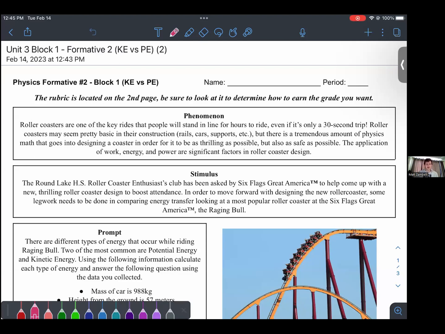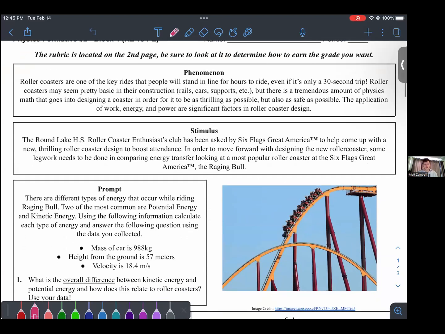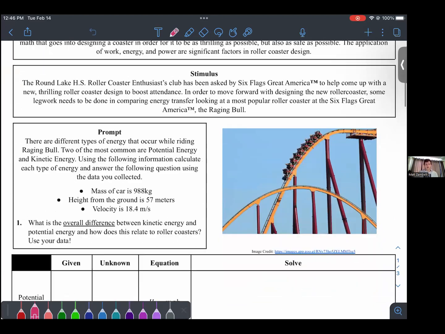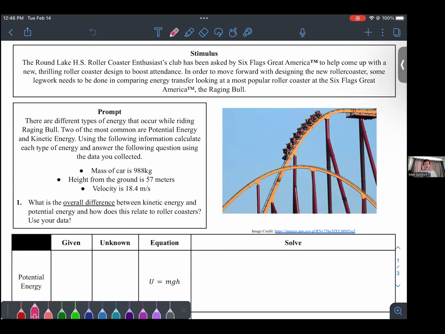So if we take a look, our formative was on roller coasters, and we're talking about just in general all roller coasters, but on this formative, we're talking specifically about Great America. We're talking about Raging Bull. We're talking about how at different points we can have different types of energy forming. And specifically at the top of this roller coaster, we're going to have potential energy. And as you move, you're going to gain kinetic energy.